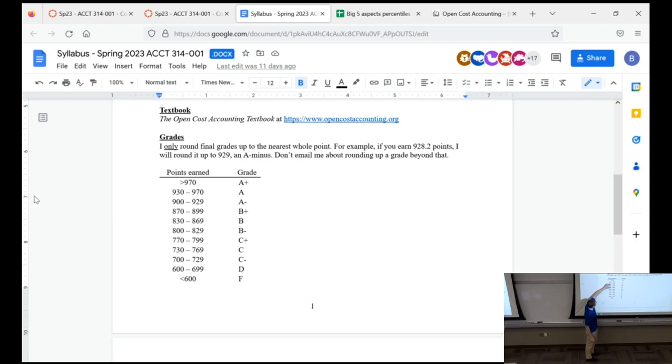So A minus is 90 up to almost 93. The first 3% of that decile, 90% to 93%, is the A minus. The middle 4%, 93% to 97%, is the A itself. And the top 3% of that decile, 97% and above, is A plus. That's the way I set it up.